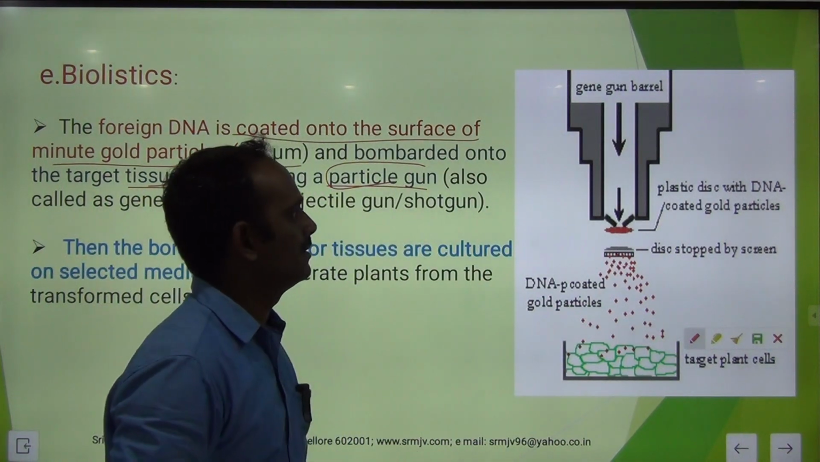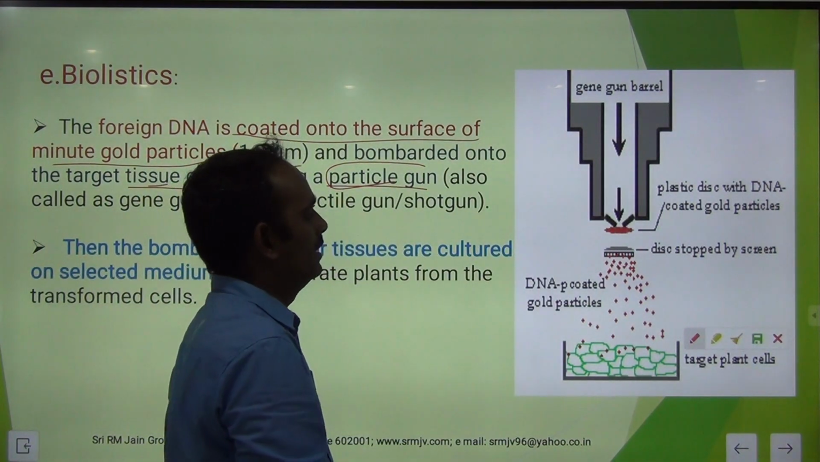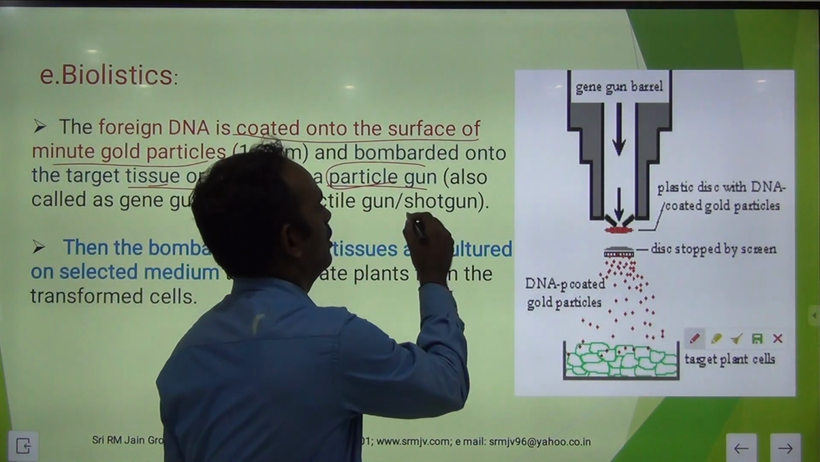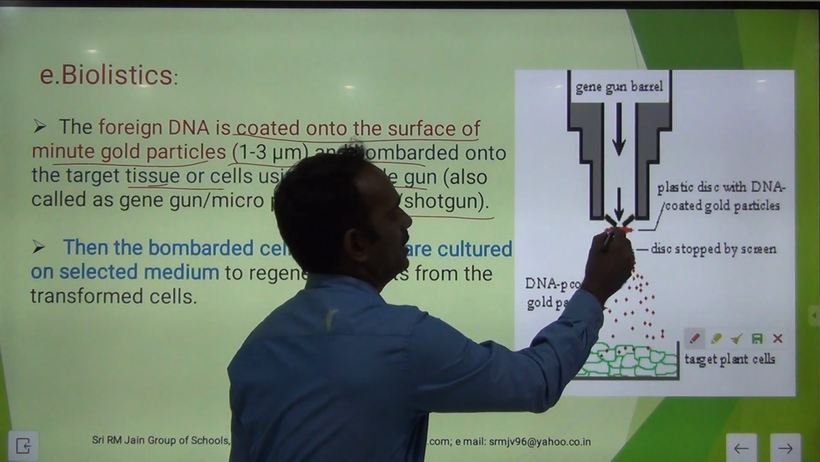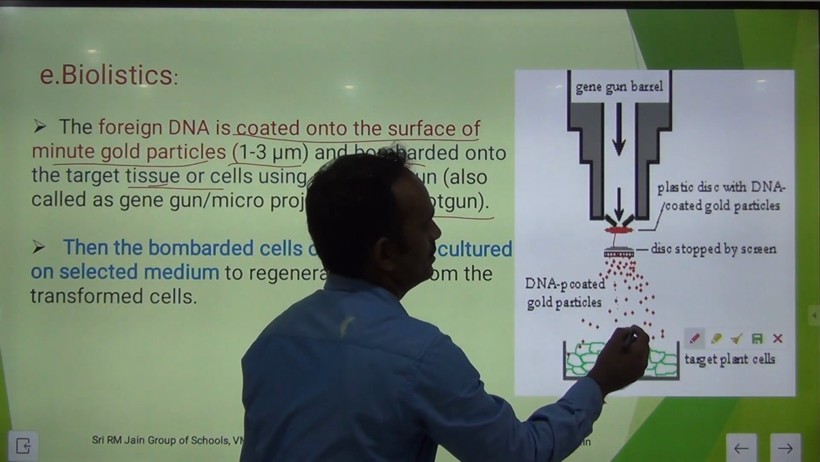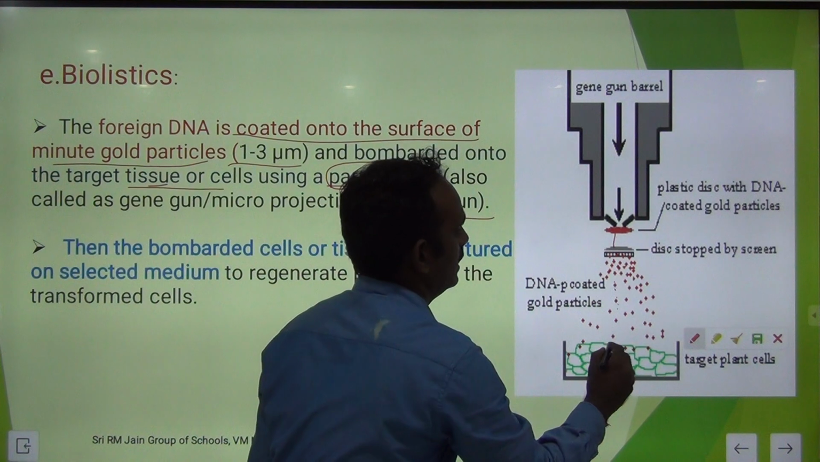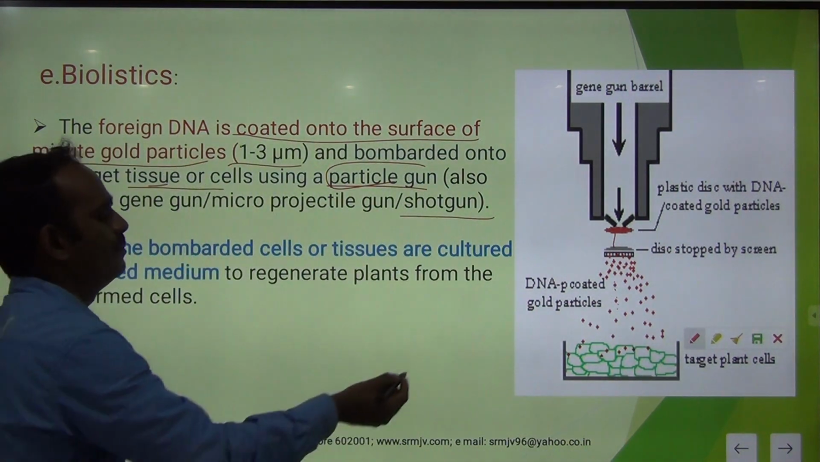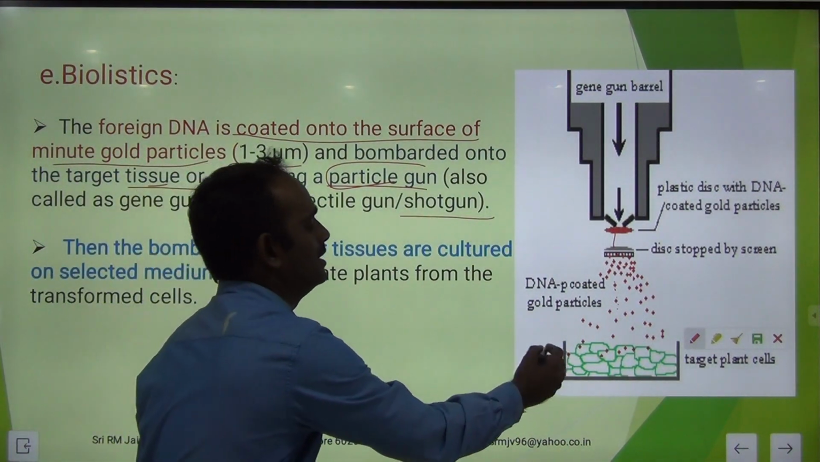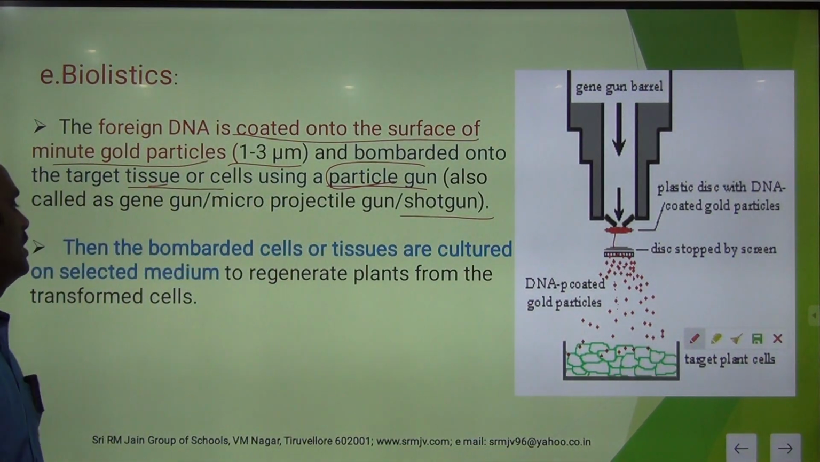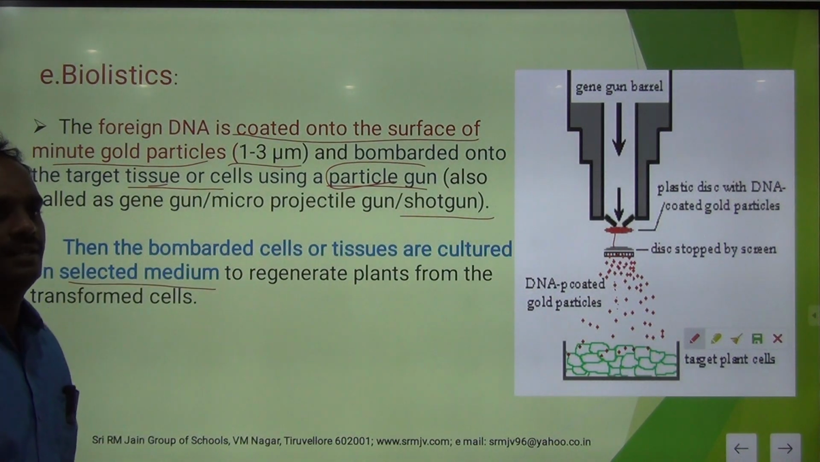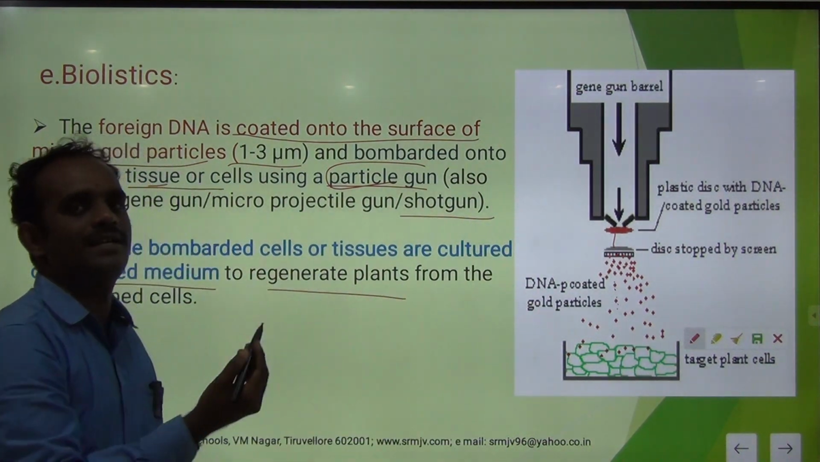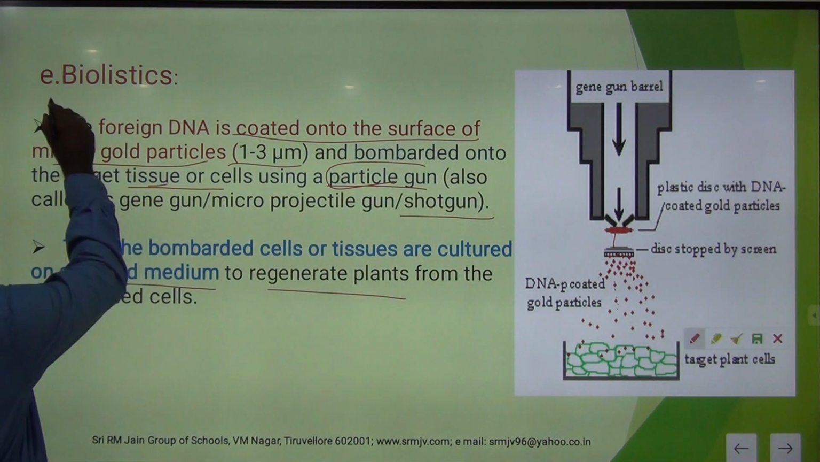See the picture here. The gun is loaded with DNA coated gold particles. Once we shoot with the gun, all the foreign DNA comes out and enters into the target plant cells. After that, the bombarded cells or tissues are cultured in a culture medium, growth medium or selection medium. Regeneration of plants takes place, that is called biolistics.